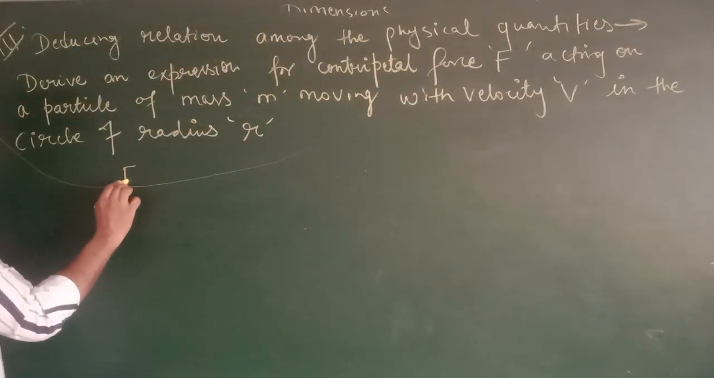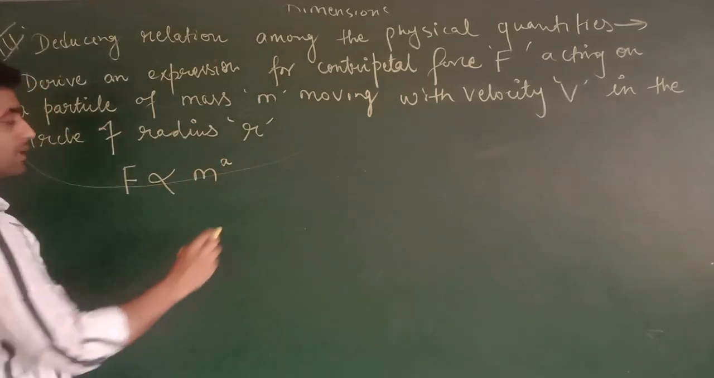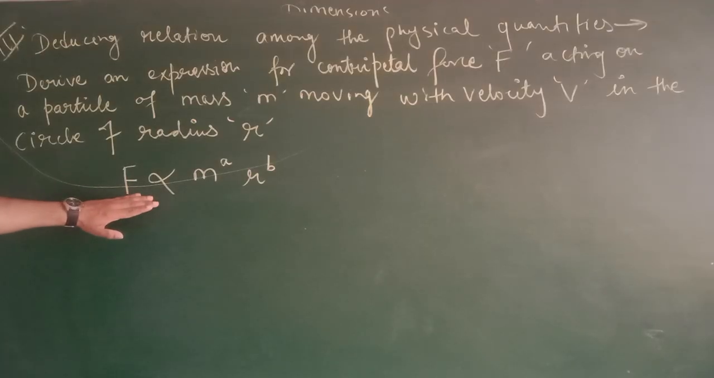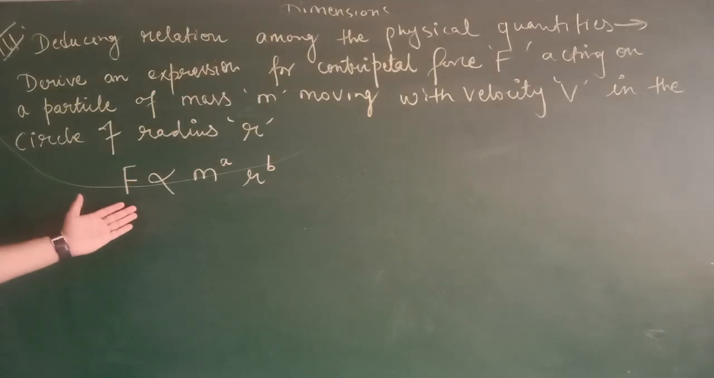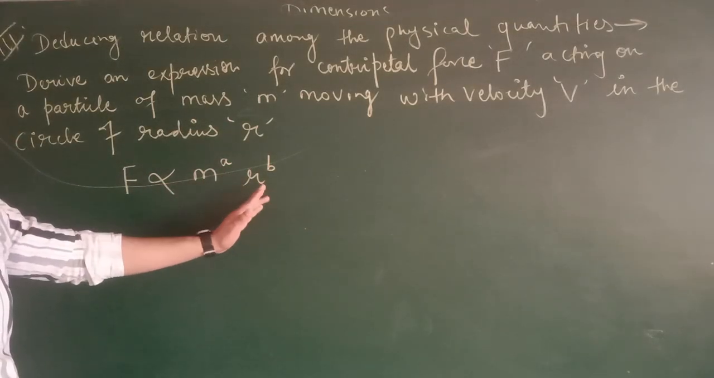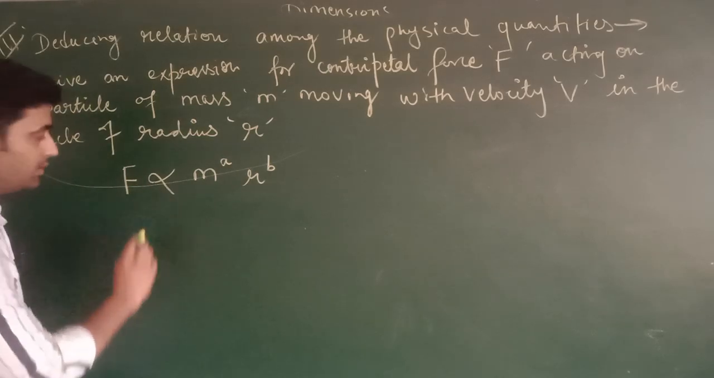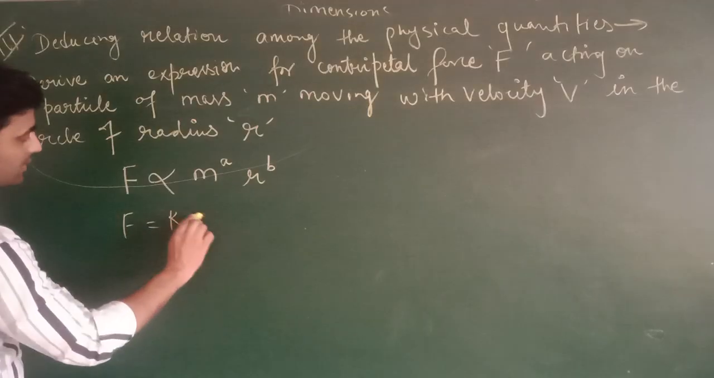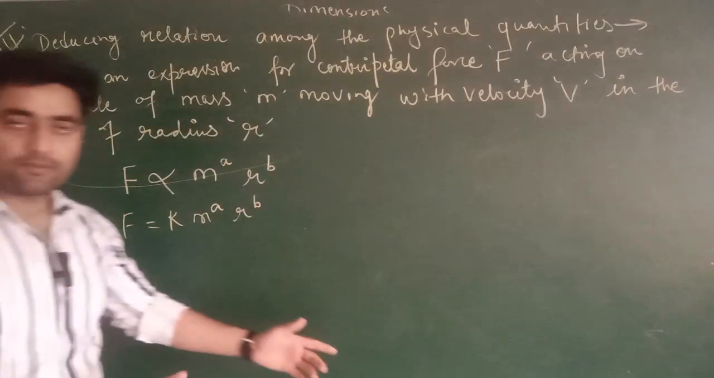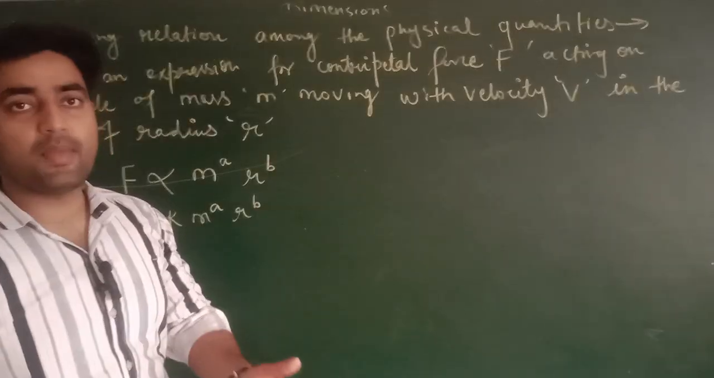First we will have to write it in such a manner that F is directly proportional to the first factor, mass power a, and the second factor, radius power b. Write the expression we are going to calculate, centripetal force, on the left side and the factors on the right side, put the powers on the factors and use the sign of proportionality. In order to remove the sign of proportionality, we add a constant K times M power a, R power b. Do you know the dimensional formula of centripetal force? Because centripetal force is ultimately a type of force only, its dimensional formula will be the same, that is MLT minus 2.